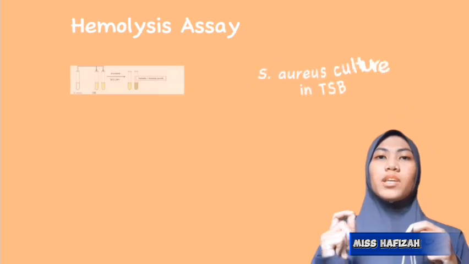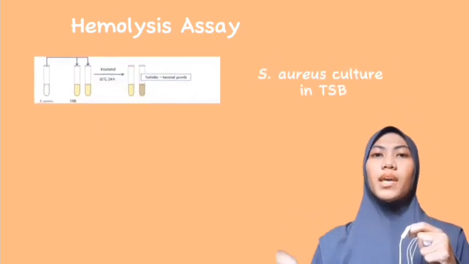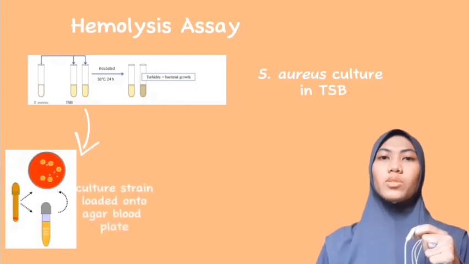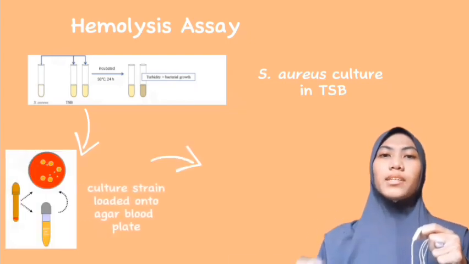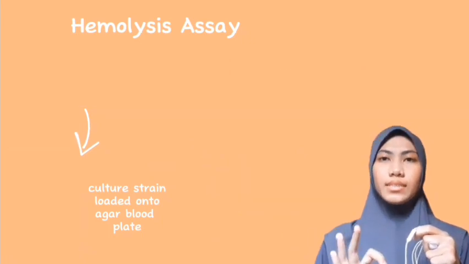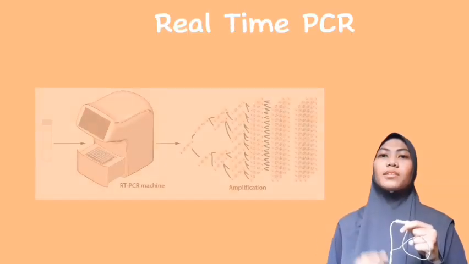After a clone of the Staphylococcus aureus was grown in TSB at 30 degrees Celsius overnight, the culture of strains was loaded onto a sheep blood flat plate. Then, the plate was observed after a 24 hour incubation period at 30 degrees Celsius. Lastly, real-time PCR is performed.